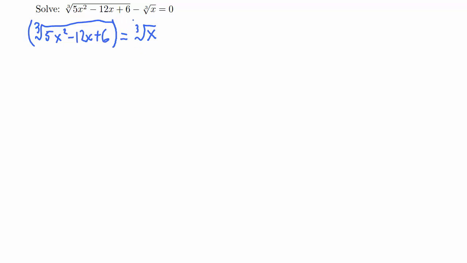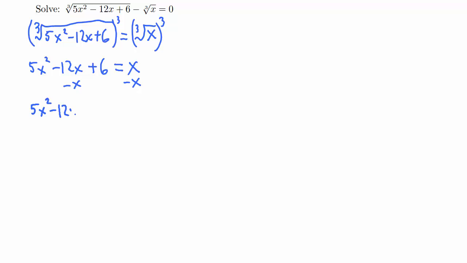Now that we have the radicals by themselves, we're going to simply cube both sides. So the cube root of something cubed is that something, and that's going to give me 5x squared minus 12x plus 6, and that's going to be equal to, right here, that gives me x. Now to solve this, I need to subtract x from both sides, and that's going to give me 5x squared minus 12x, excuse me, not 12x, it'll be 13x, plus 6, and that's equal to 0.